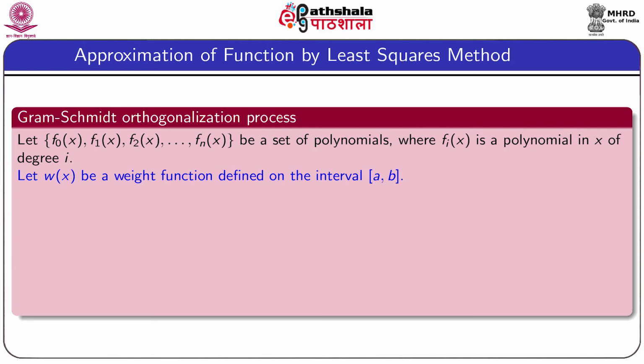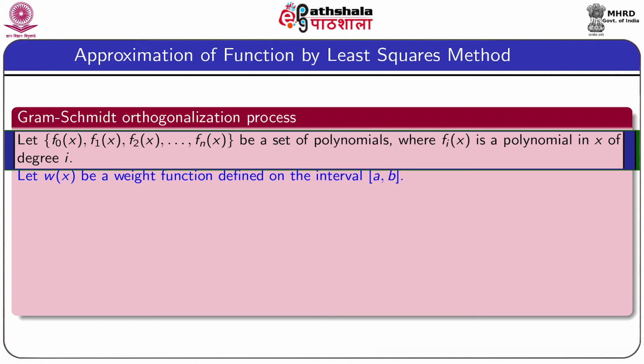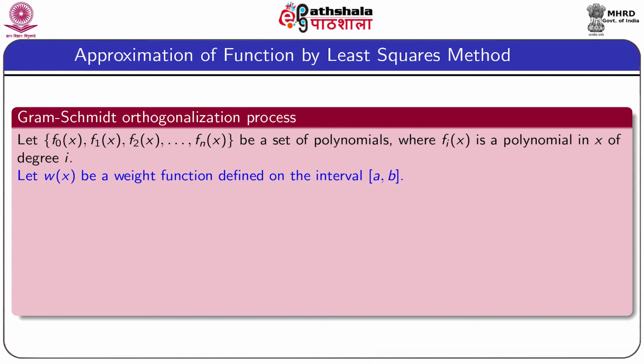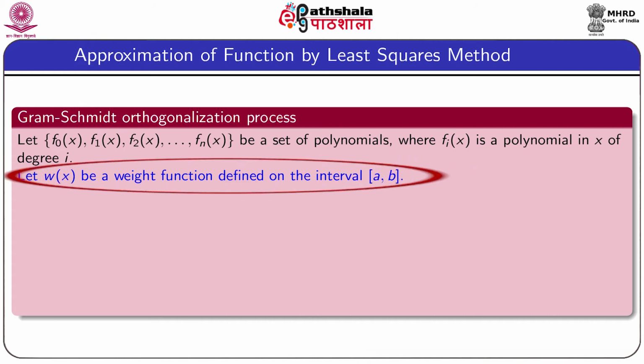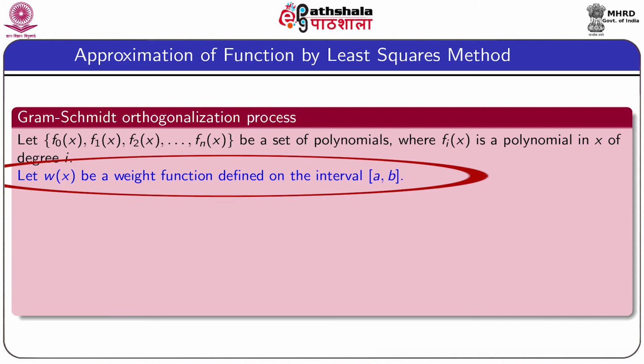In linear algebra, we have shown that the Gram-Schmidt process is applied to convert a set of independent vectors to a set of orthonormal vectors. The same procedure is used to convert a set of functions or a set of polynomials to an orthogonal set of polynomials. Let f0(x), f1(x), f2(x) up to fn(x) be a set of polynomials where fi(x) is a polynomial in x of degree i. These polynomials are not necessarily orthogonal. Let w(x) be a weight function defined on the closed interval a b.